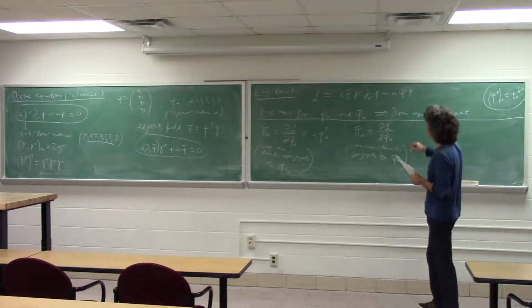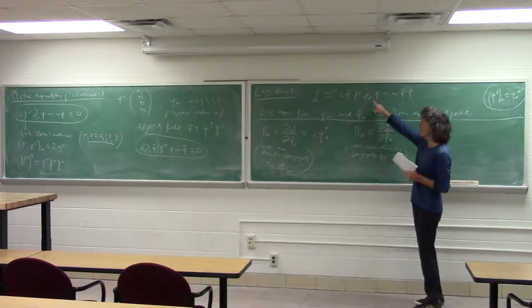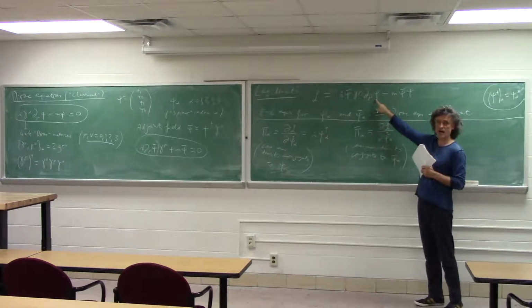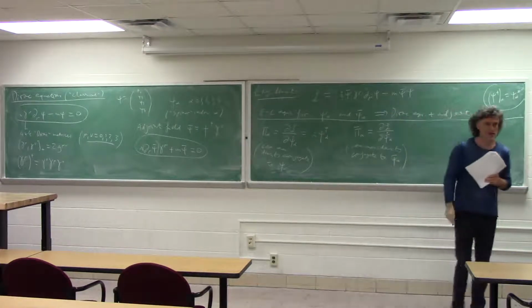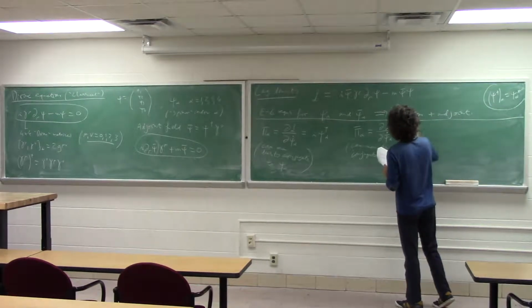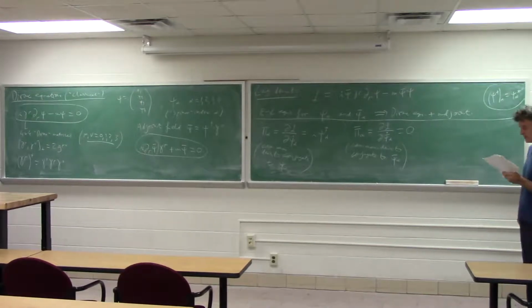Okay, so now if you look at this, the Dirac Lagrangian density contains time derivatives of psi, but there are no time derivatives of psi bar. So this is 0. The canonical momentum conjugate to psi bar is actually 0.